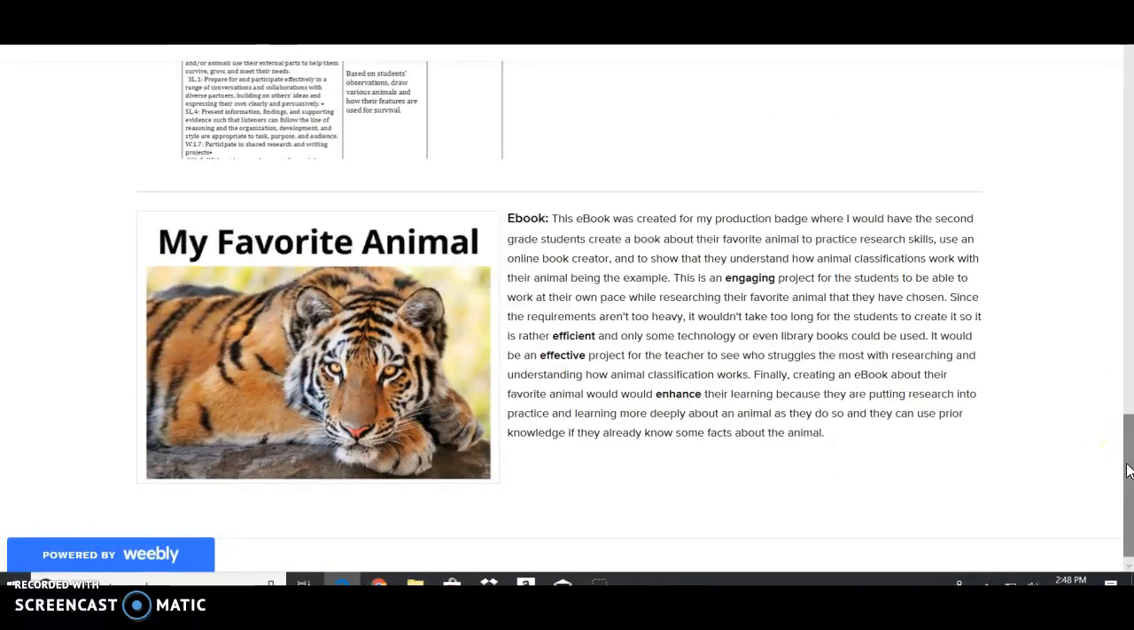So this ebook would be shortly after an animal classification unit, which is a second grade standard. So they would create an online ebook about their favorite animal that would help the teacher know where they are at in the understanding of animal classification, and they would practice their research skills. And I would use this as a way to show creativity and progress in the unit.